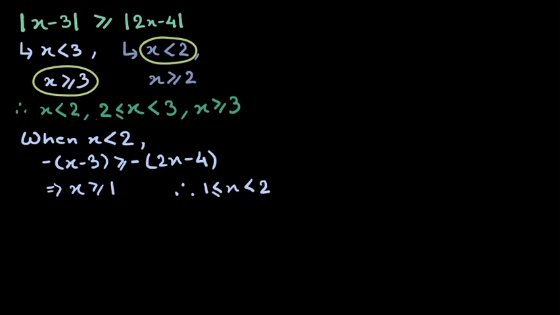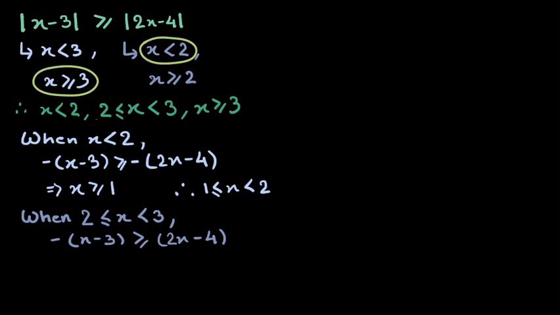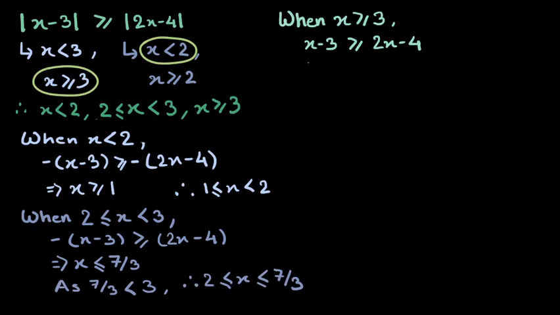Now we consider the second range, and for the second range, the left hand side is negative but the right hand side is not. So we have a different answer. We get the answer of x is less than or equal to 7 by 3. So we have x is greater than or equal to 2 and less than or equal to 7 by 3.